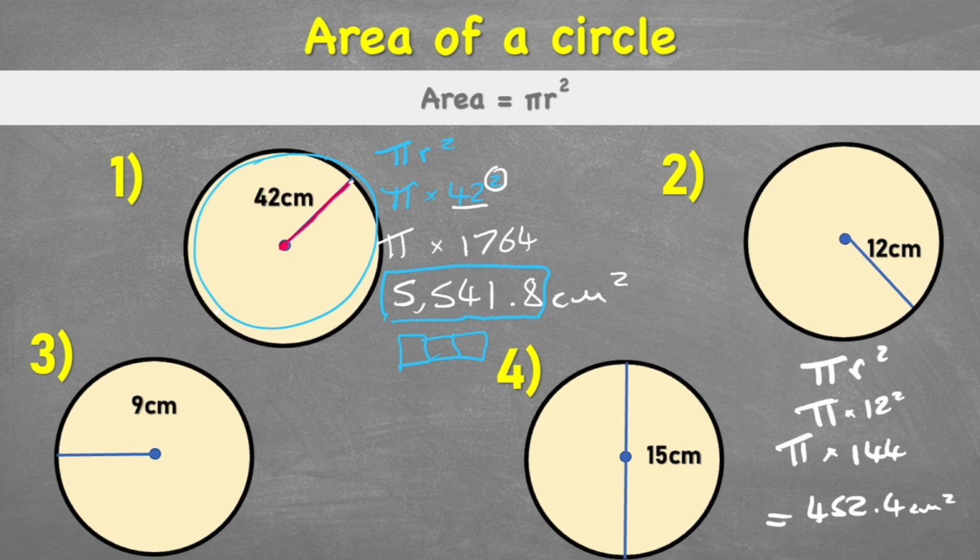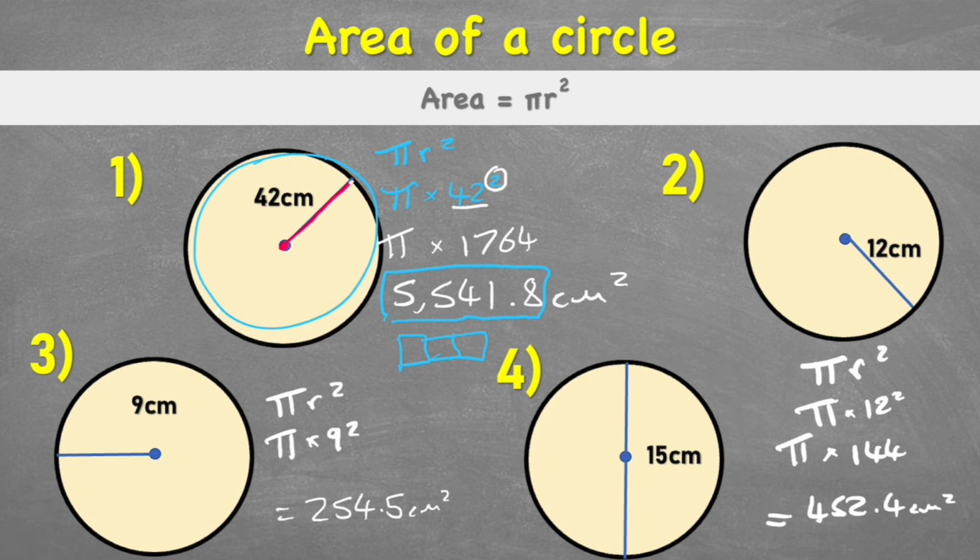Okay, question 3. Question 3 has a radius of 9 centimeters. So we'd start with pi r squared, and then I've got pi times 9 squared. This time on the calculator, I'm going to try and do it all in the same sequence. So now I have to type pi times 9, but before I press my equals, I'll press the squared button. Now I can press equals, and it gives me an answer of 254.5 centimeters squared.